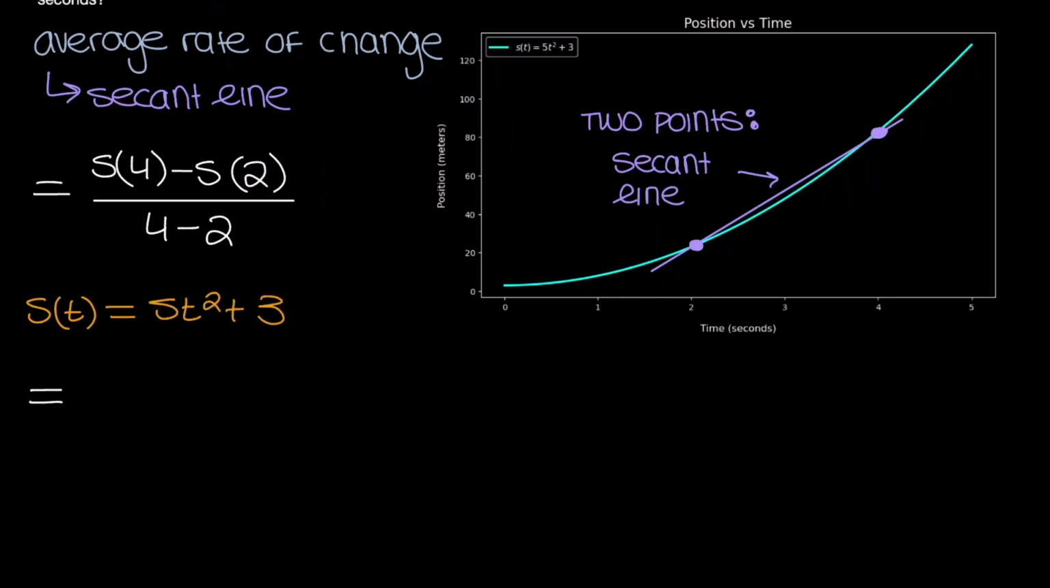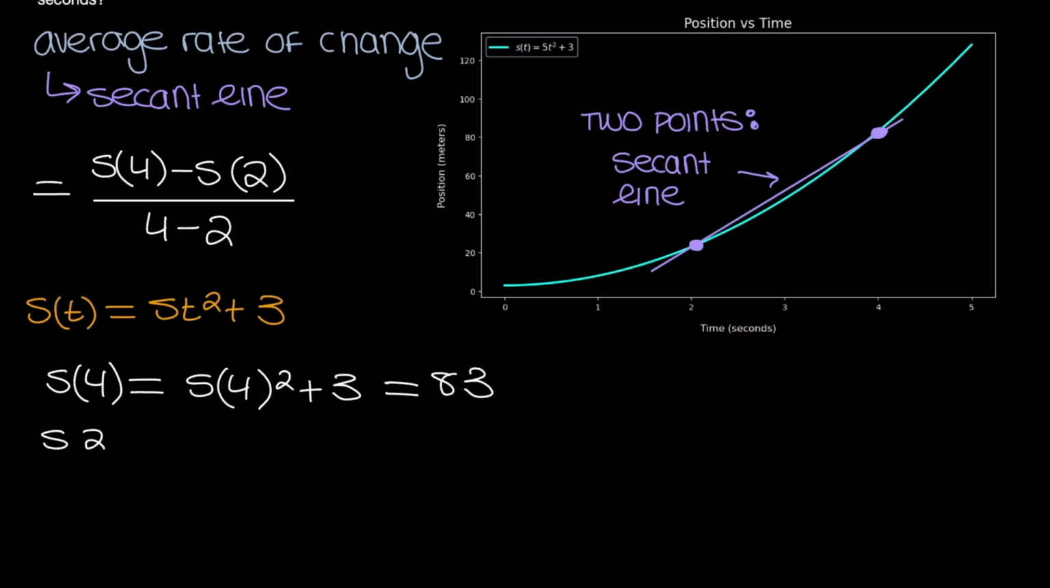So we could do two things. A, we can plug in numbers, or B, we can look at the graph and make some approximations. I'd rather just go ahead and plug in numbers, right? So for S of 4, let me write it like this. S of 4 equals 5 times 4 squared plus 3. That gives me 83. And then S of 2, 5 times 2 squared plus 3 gives me 23.